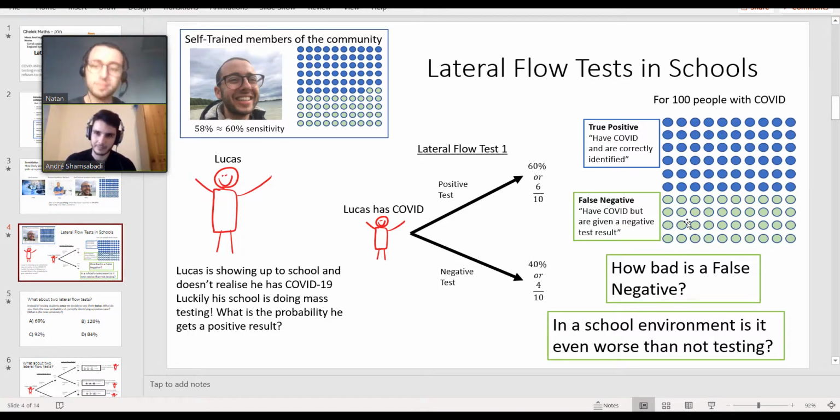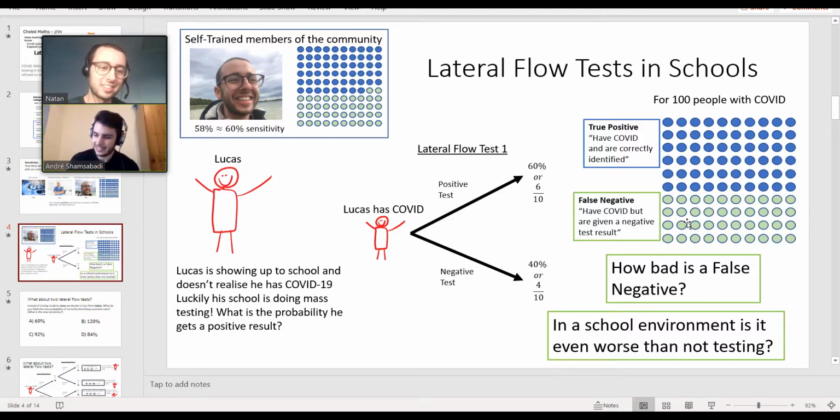Yeah, completely agree. But this is where the thinking starts to get a little bit wrong, because I assumed, and this is the key thing, that the 60% was random. That the test just has a 60% chance of picking up the virus. It's not linked to anything. It just picks up 6 out of 10 of the virus, and that's it. But that is absolutely not the case.